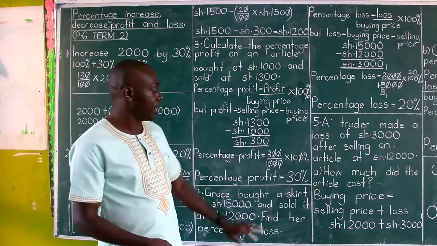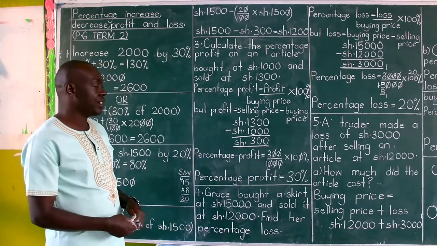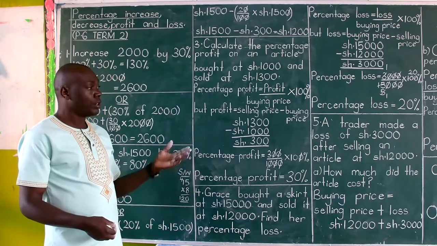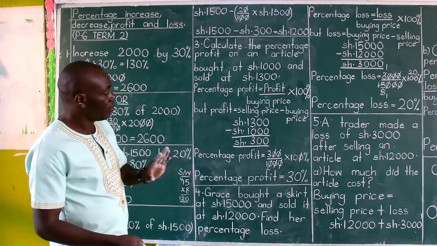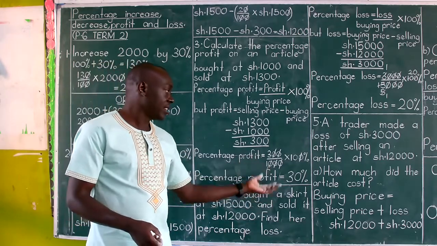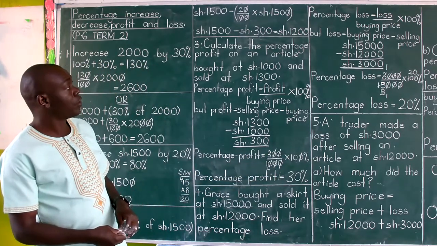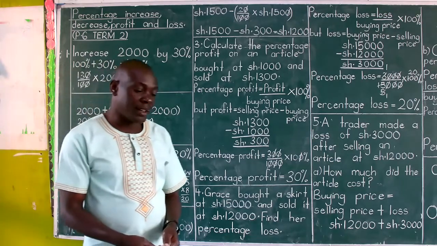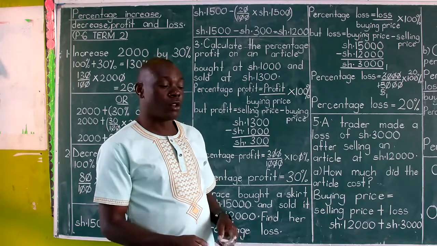Please, use profit and buying price. Don't use selling price in any percentage application. Don't use it for percentage profit, percentage loss, percentage discount, percentage decrease and increase. We don't use the selling price because it is not original. So the original price is ever the buying price. Why? It's the one that initiates you into owning the commodity.